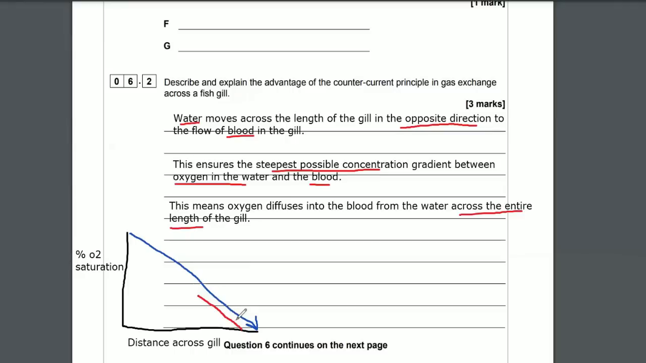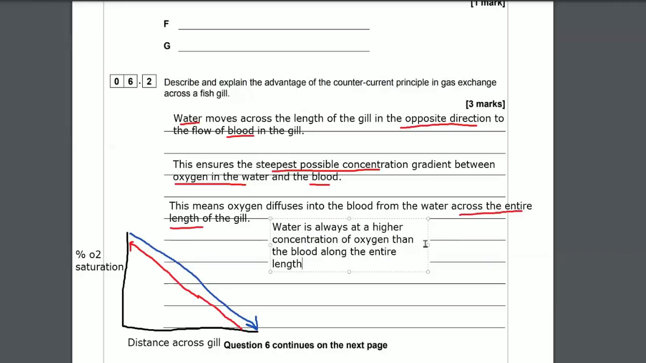As the water moves across the gill, the blue line is getting less and less. Why is that? Because oxygen is diffusing from the water, from the blue line, into the blood, which is represented by this red line here on the graph. Obviously, the blood is flowing in the opposite direction, so the blood starts from the other side of the x-axis. As the blood moves across the gill, the water is always at a higher concentration of oxygen than the blood. So movement is always from the water to the blood.